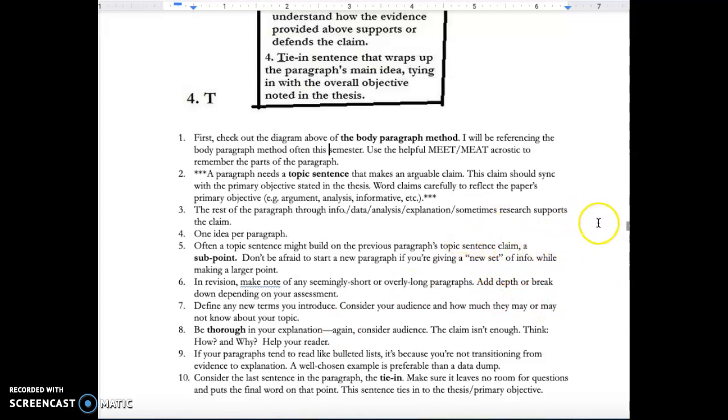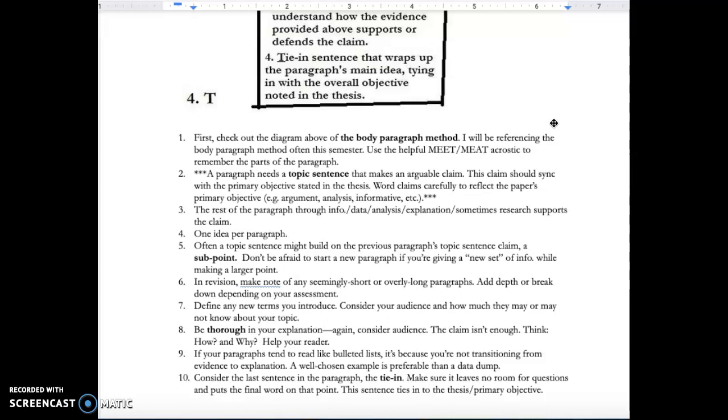Number 2, a paragraph needs a topic sentence that makes an arguable claim, just like the thesis, if you'll remember. This claim should sync with the primary objective stated in the thesis. Word claims carefully to reflect the paper's primary objective. So your thesis, if you're writing an argument, needs to sound like an argumentative thesis. Likewise, your topic sentences for that paper should also kind of be speaking the language of the primary objective or the purpose of that particular paper.